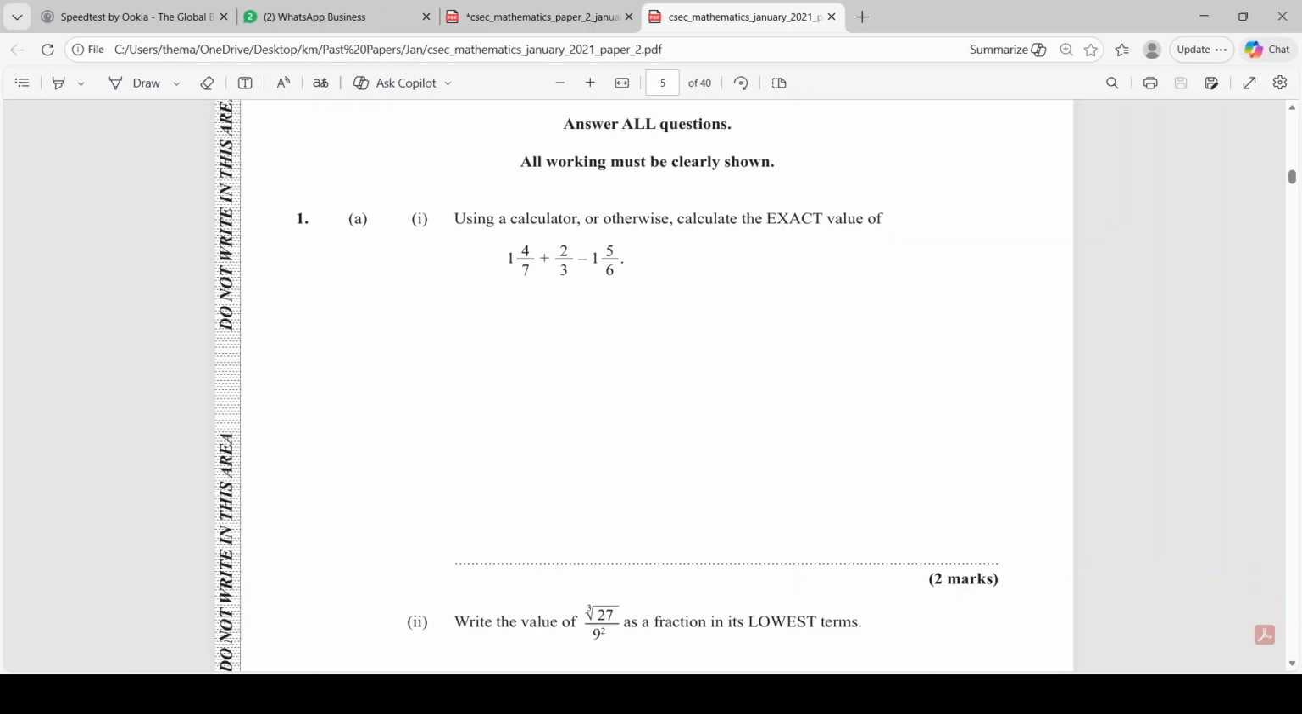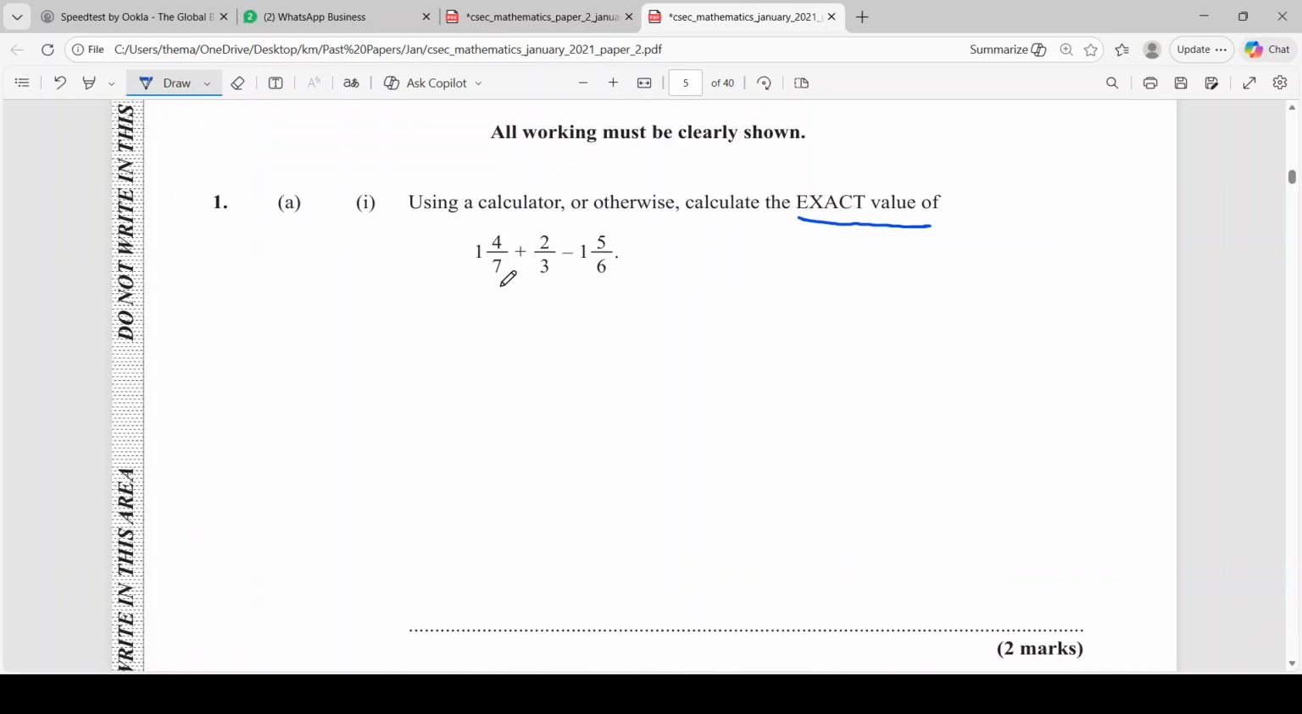Right, solutions for January 2021, paper 2, question 1. Using a calculator or otherwise, calculate the exact value of 1 and 4/7 plus 2/3 minus 1 and 5/6.